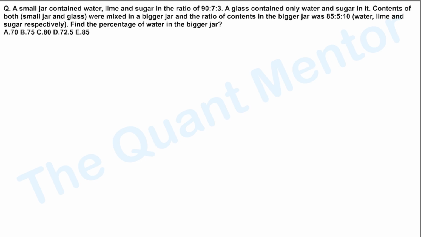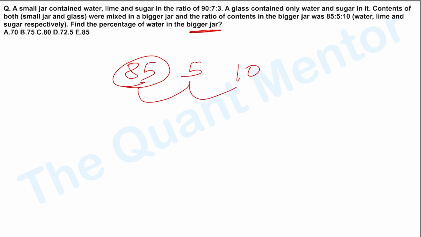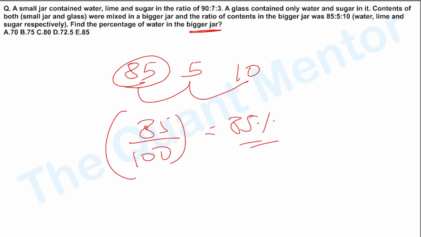They're asking you what is the percentage of water in the bigger jar. Now we know that in the bigger jar, the ratio of the contents is 85:5:10. So water is 85 parts, lime is 5 parts, and sugar is 10 parts. So 85 parts is water, out of 85 plus 5 plus 10, that is 100. So 85 out of 100 is basically the water content. So that percentage comes out to be 85. And very clearly it is option E. It's a very straightforward question.